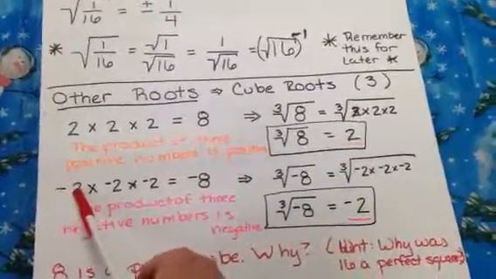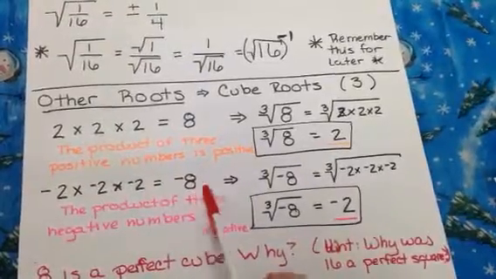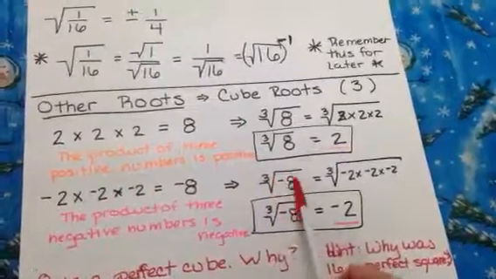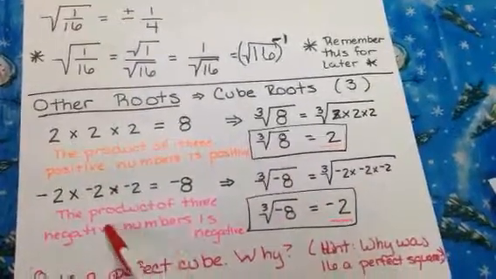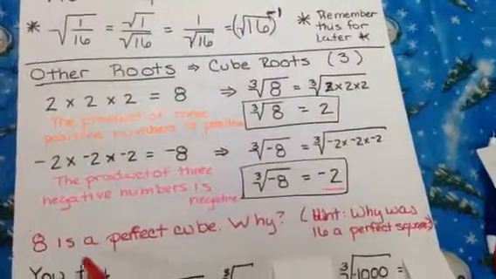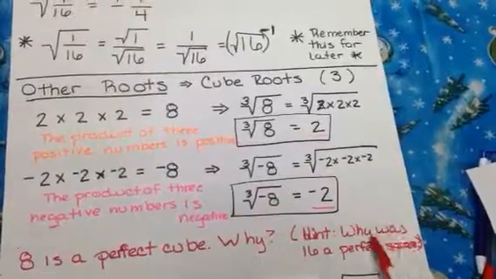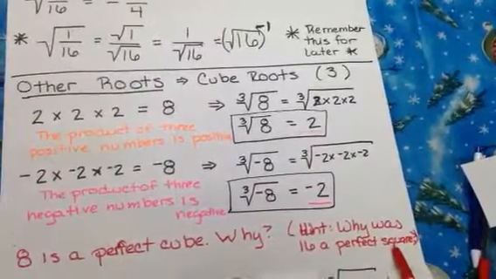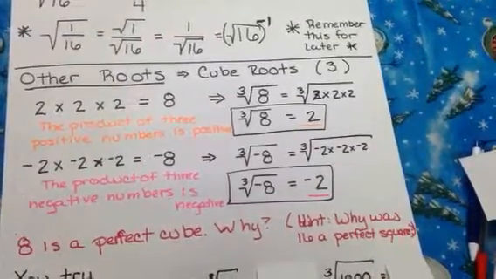Now if I go negative 2, it would be negative 2 times negative 2 times negative 2. That's equal to negative 8. So the cube root of negative 8 would be a negative 2, because the product of 3 negative numbers is negative. 8 is a perfect cube. Why do you think that is? Well, think about why 16 was a perfect square. Pause the video and see if you can figure that out.